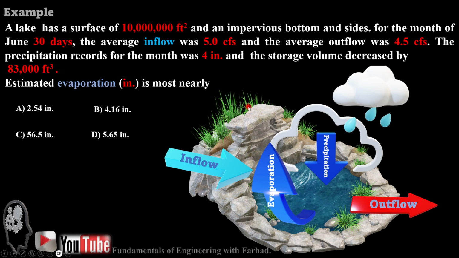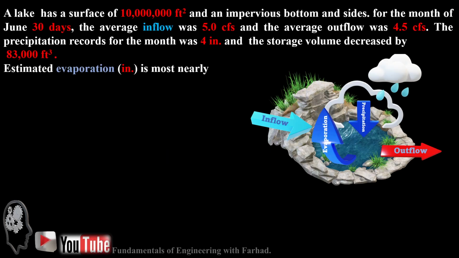The precipitation record for the month of June is 4 inches. And the storage volume is decreasing by the amount of 83,000 cubic feet. We want to estimate the evaporation loss in terms of inches in our problem. So let's see how we can approach this problem.